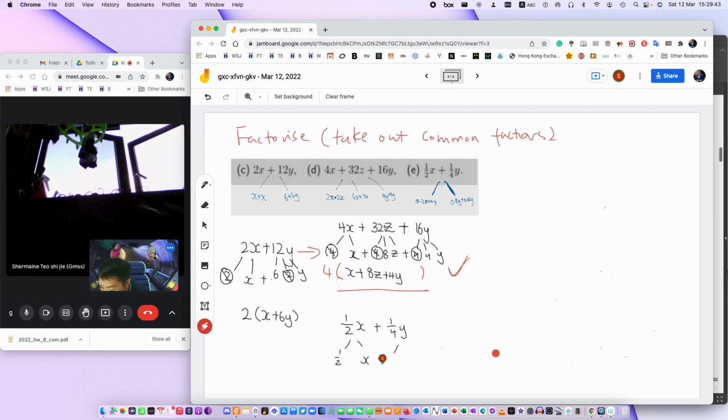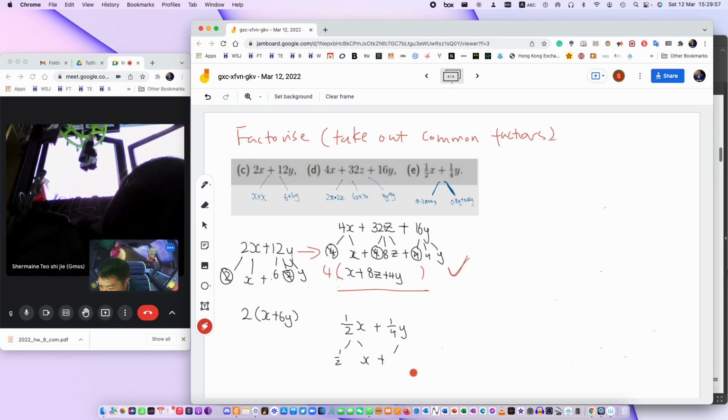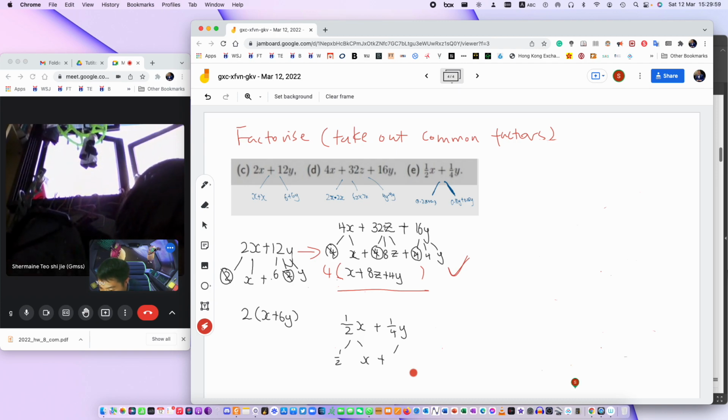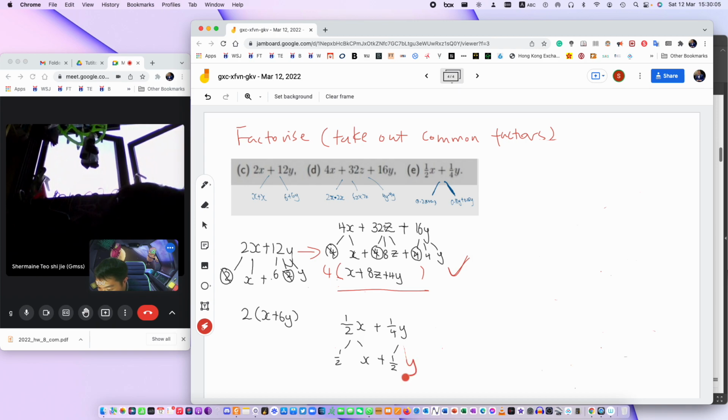Yeah. Then half. 1/4 you split to half times what times Y? You write down the half first. Yep. Then you times Y. Then you still need to times one more thing. That question mark. What is that question mark?